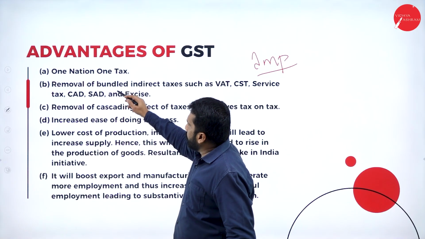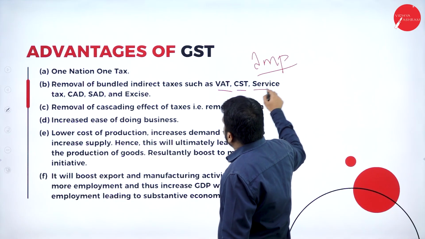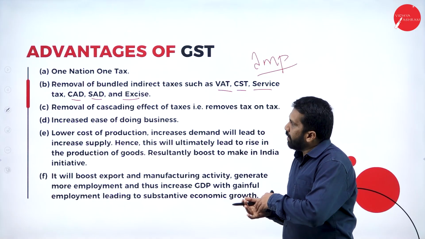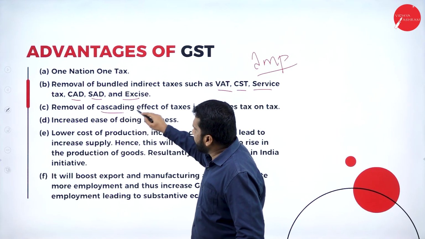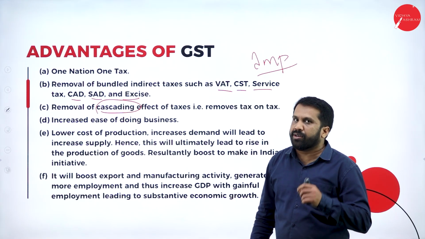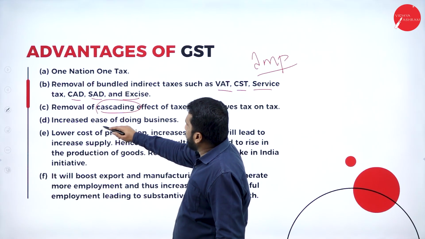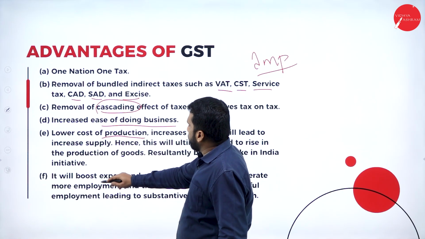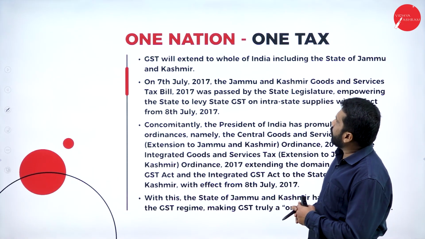It removed many taxes, as I told, VAT, CST, then service tax, CAD, SAD, and excise. All these taxes are removed and GST is introduced. Removal of cascading. The word cascading you have to remember. Why? Because the main purpose of GST is to avoid double taxation. Cascading means double taxation. Then increased ease of doing business. Lower cost of production. It will boost export of manufacturing. And one nation, one tax.